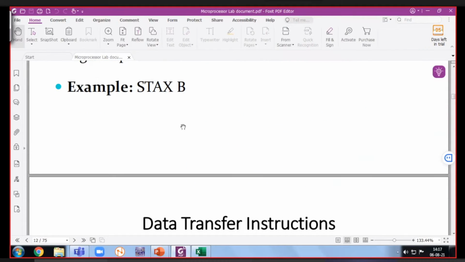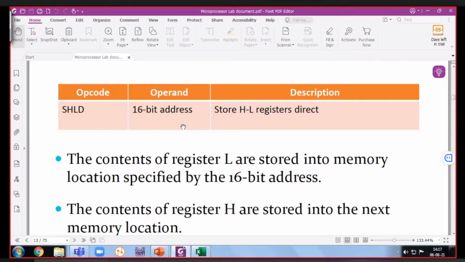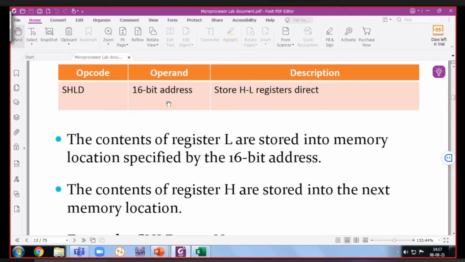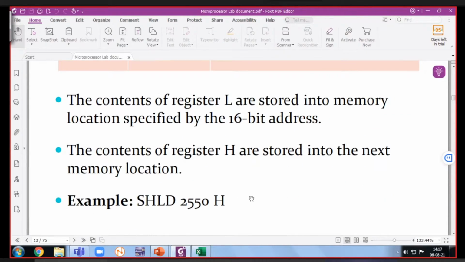Okay, then comes SHLD. SHLD 16-bit address, store HL register direct. Now read carefully. The content of register L, just opposite of LHLD, is stored into the memory location specified by the 16-bit address. The content of register H is stored into the next memory location. Okay, SHLD 2500.